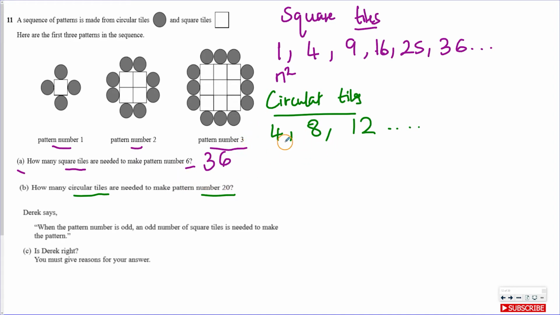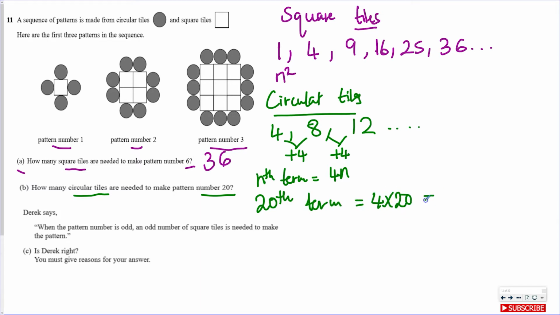Well, we can find what is going on here. Every time, these numbers are going up by adding 4. So adding 4 here, adding 4 there. So the nth term for this one, the rule to get the number, is going to be equal to 4n. So the 20th term is going to be equal to 4 times 20, which is 80. So the 20th term is going to be equal to 80.